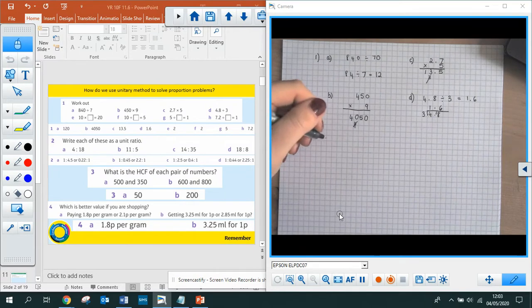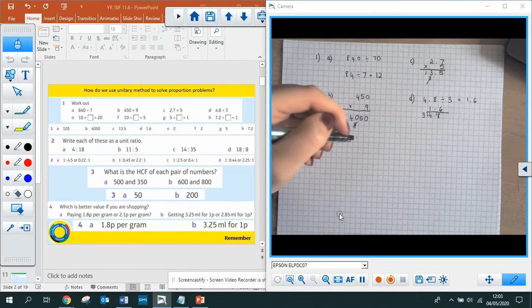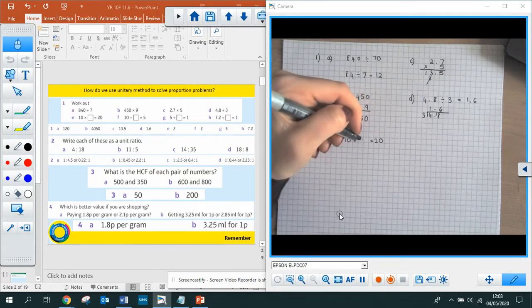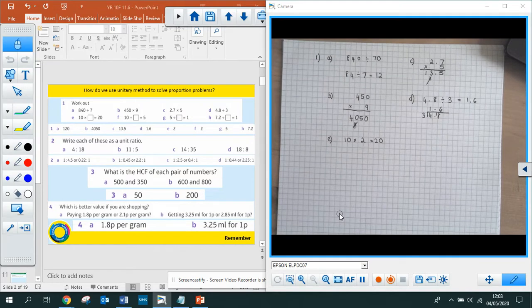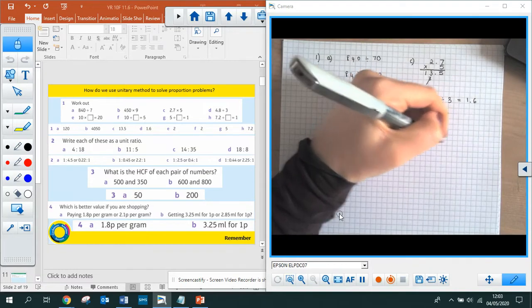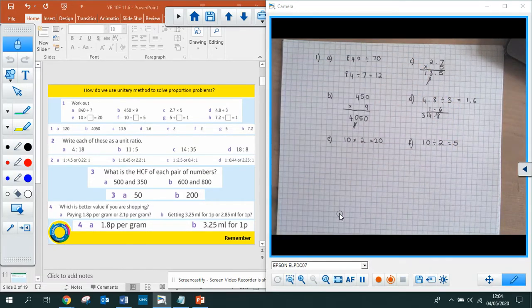Okay, part E. 10 multiplied by something is 20. Okay, that's a nice and easy one. 10 multiplied by 2 is 20. For F, you have 10 divided by something is 5. Again, nice and easy. 10 divided by 2 is 5 because 5 is half of 10. Okay. G, these ones are nice and easy again.